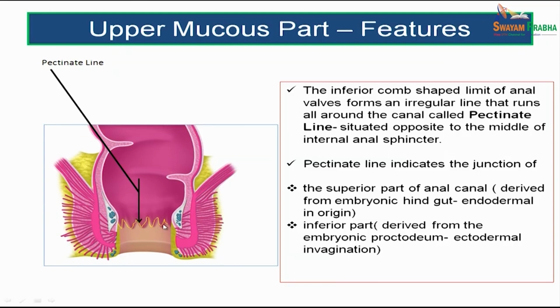This pectinate line is a very important landmark because it indicates the junction between the superior part of the anal canal and the inferior part of the anal canal. The superior part of the anal canal is derived from the embryonic hindgut, that is, it is endodermal in origin. The inferior part of the anal canal below the pectinate line is derived from the embryonic proctodeum, that is, it is formed by ectodermal invagination. So, the pectinate line is an important landmark.